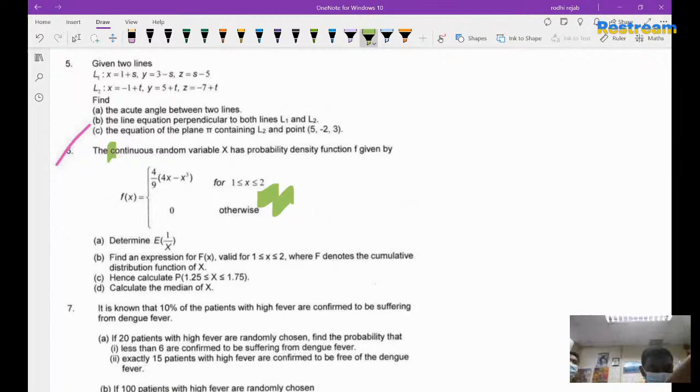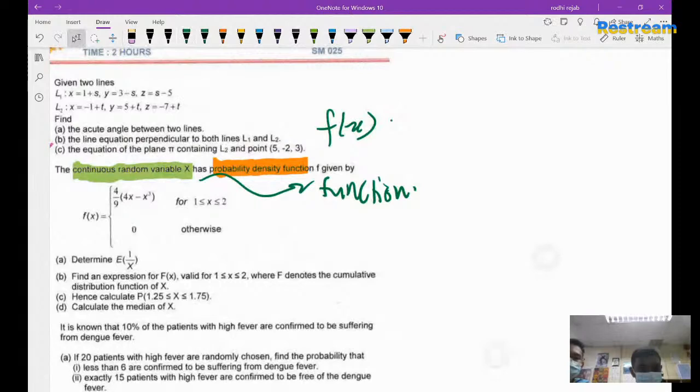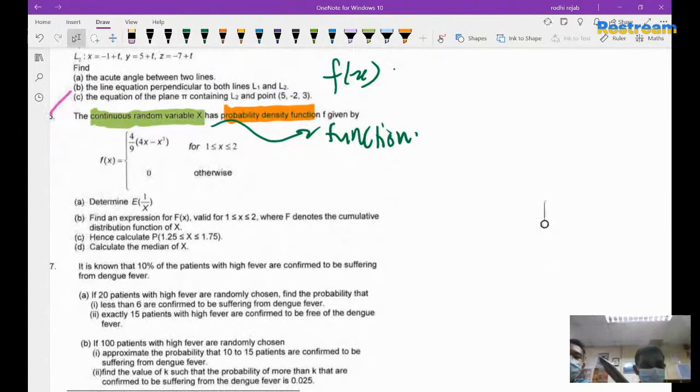So B is a position vector. This is a continuous random variable, and this is a probability density function. So small f means this is just a normal f, not the formula. Continuous means this is a function. This is the equation of a line, B plus lambda A. So B should be a position vector, which can cross the direction. No, so this should not.